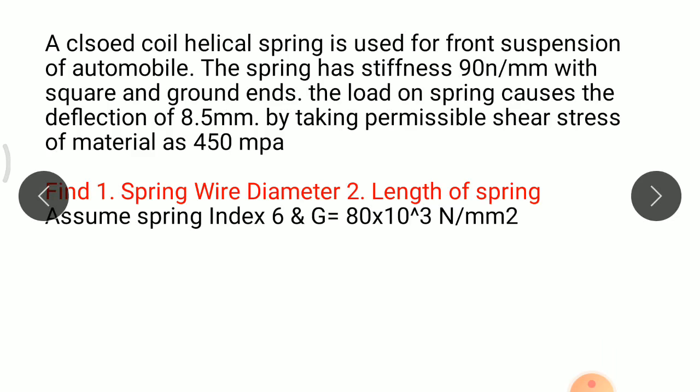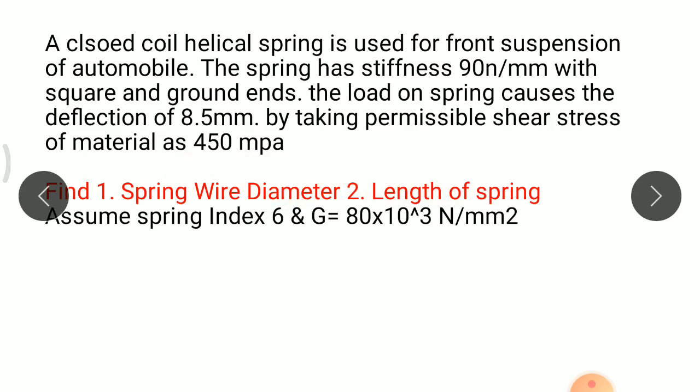Here we have the first numerical. A closed coil helical spring is used for the front suspension of an automobile. The spring has stiffness 90 Newton per mm, that is the value of K, with square and ground ends. The load on the spring causes a deflection of 8.5 mm. That means when the load is applied on the spring, the deflection of the spring will be 8.5 mm. And the remaining sentence is, by taking the permissible shear stress of the material as 450 MPa, find the first quantity, spring wire diameter, and the second quantity, length of spring.